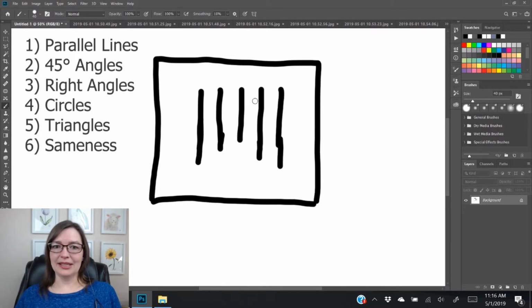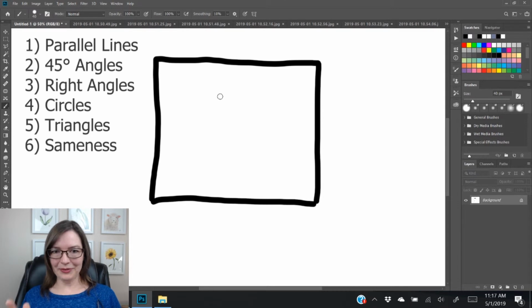So repeating sameness. This can be in circles, it can be in squares, it can be in parallel lines, objects that look similar. So all skeins of the same size, all circles that are the same size. All of that works beautifully.